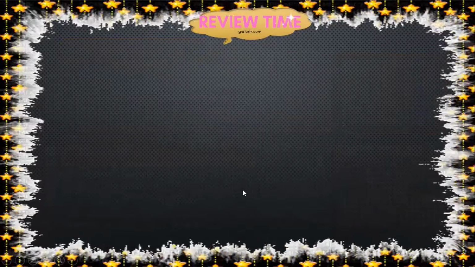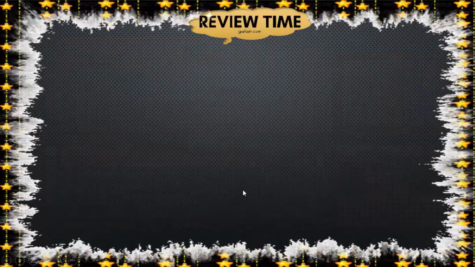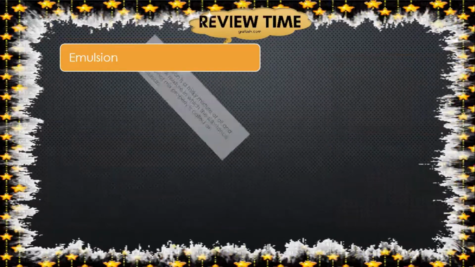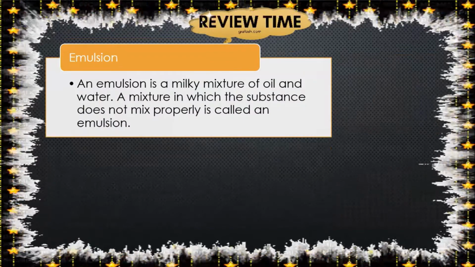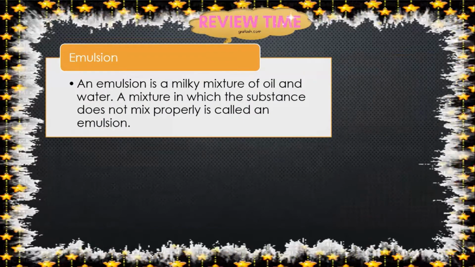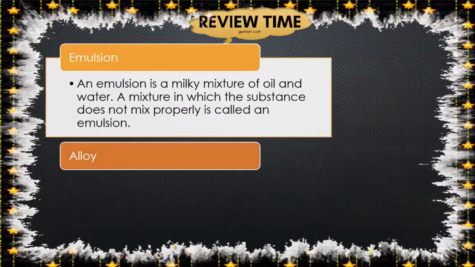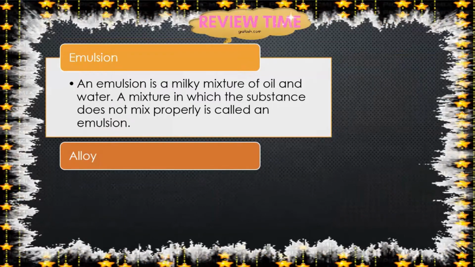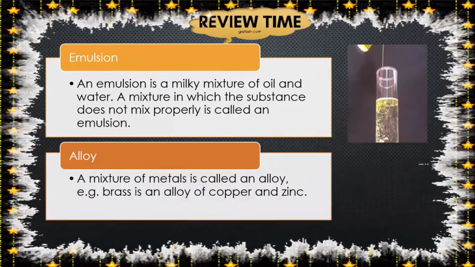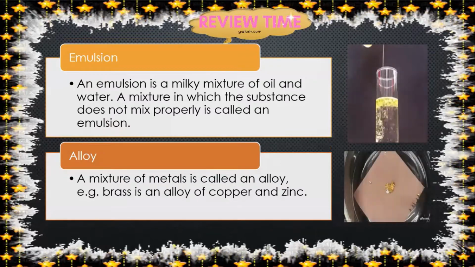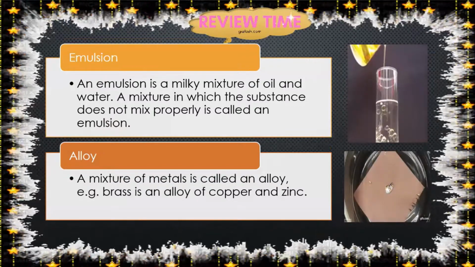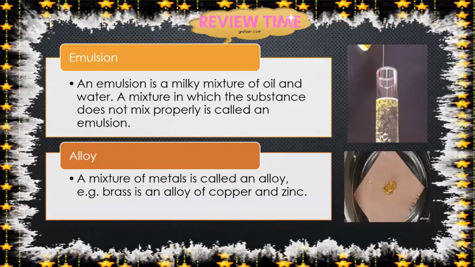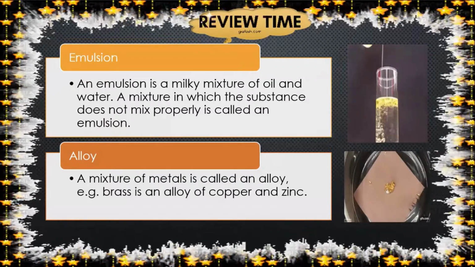Emulsion. Add some cooking oil to a glass of water and shake it. You will see that the water becomes cloudy. Oil is not soluble in water. So that kind of mixture is known as an emulsion, in which two liquids mix together but do not mix properly. Alloy. The mixture of metals is called an alloy. For example, brass is an alloy of copper and zinc. Bronze is an alloy of copper and tin.